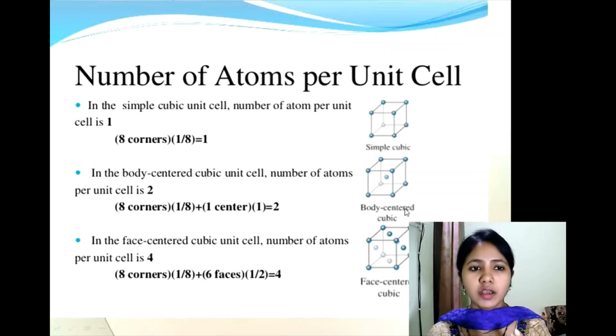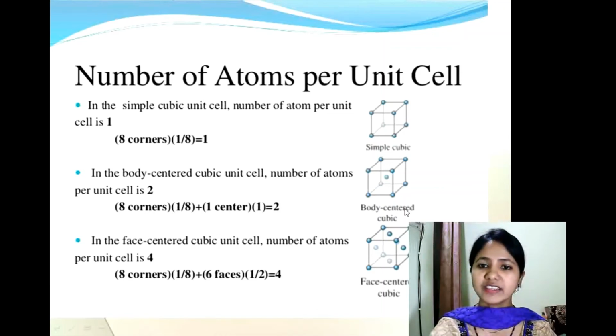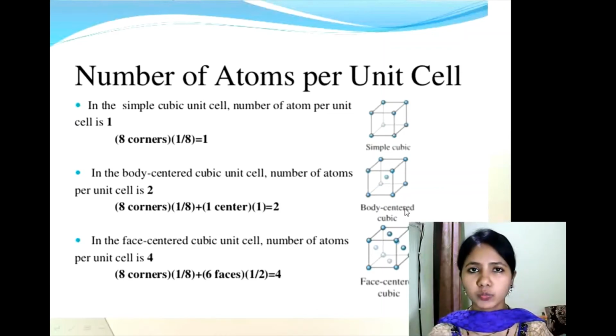See students, in the simple cubic unit cell, what is the total number of atoms per unit cell? It is equal to 1. Now see how it is 1. You can see the picture here, a simple cube. A cube is having, in total, 8 corners.